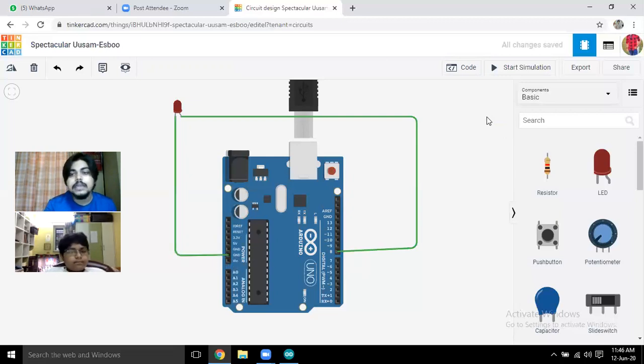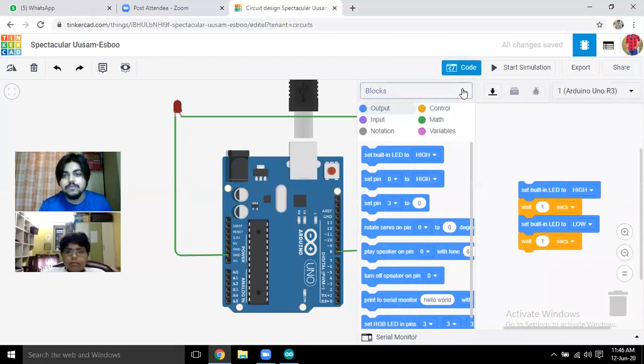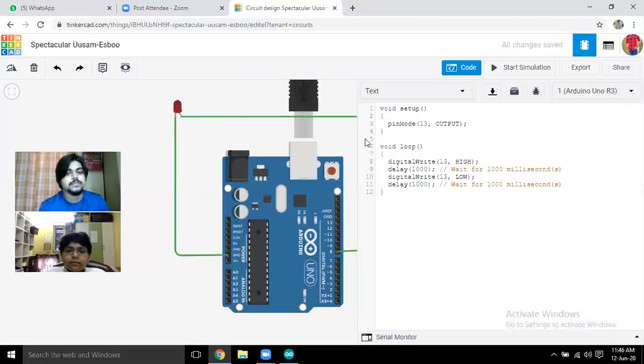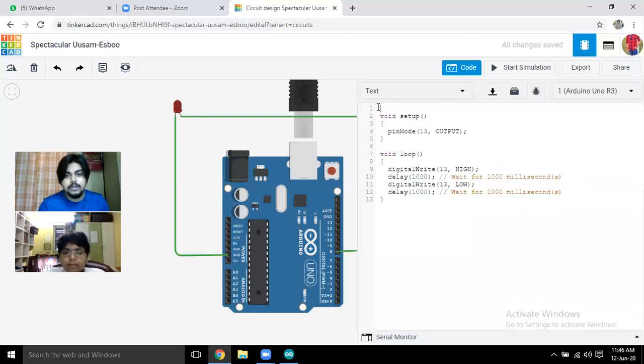Okay. Now we will start doing the code. Here we will do the code and we'll have to choose how we want to do it. We will do the code in text. See, a code is already written over here. We will just modify it. As I said, first of all, we will mention the variable that I am going to take.